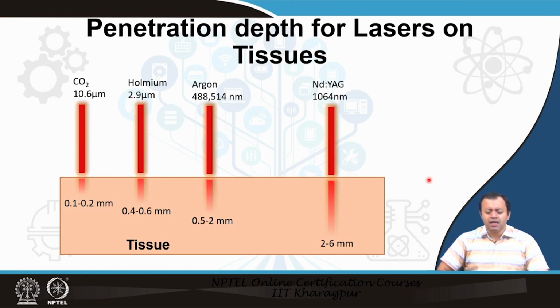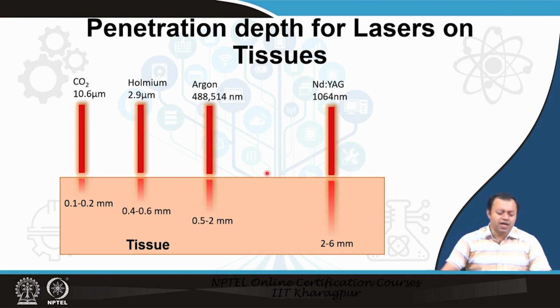Now why do you need that? Because different types of lasers have different penetration depth when it comes to tissues. For example, a carbon dioxide laser working at 10.6 micrometer can penetrate tissue of 0.1 to 0.2 millimeter, whereas a YAG laser, neodymium, yttrium, aluminium garnet, at 1064 nanometer, can penetrate 2 to 6 millimeter. Different types of lasers have different penetration depth when it comes to tissue, and this is very important when you are trying to perform a particular medical operation.